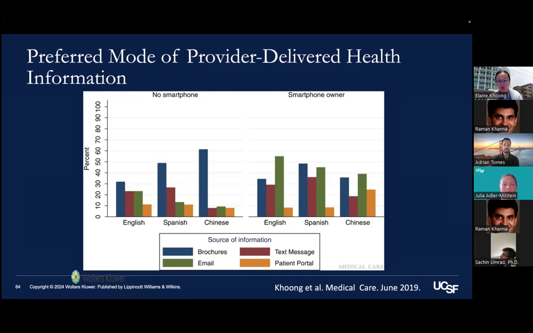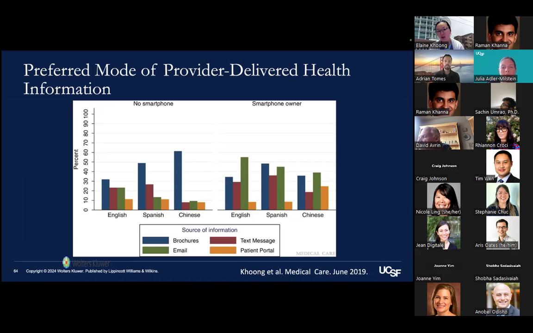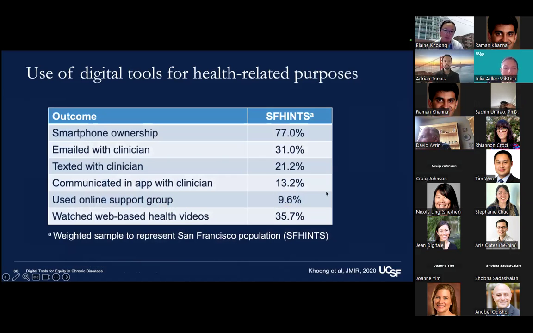When we dug into specifically digital forms of communication or digital tool use for health-related purposes, what we found is that again, about 77% here own smartphones, 30% were emailing with their doctors, 20% were texting, but a fair number were using YouTube, and I think this is even higher now. A lot of people were just going to YouTube for their health information essentially.